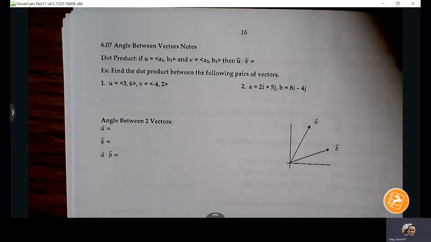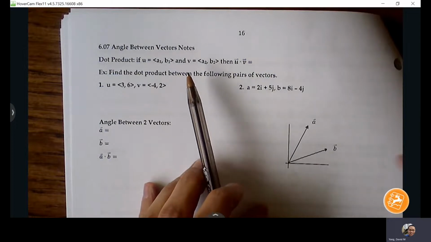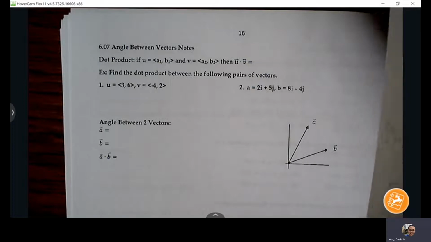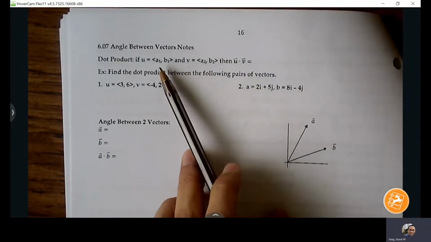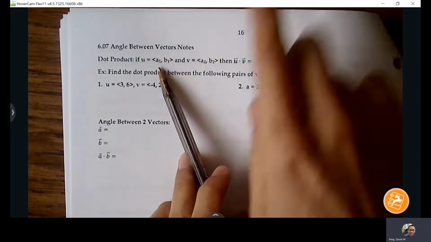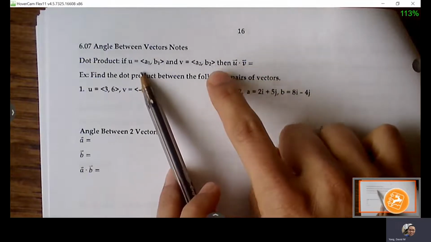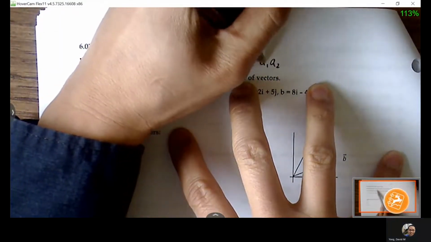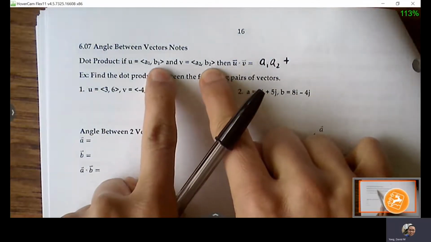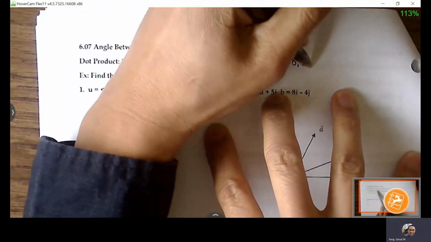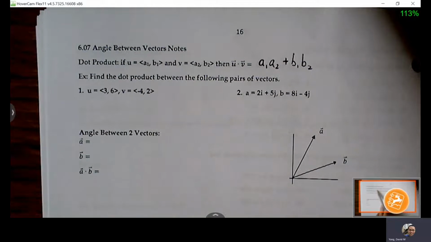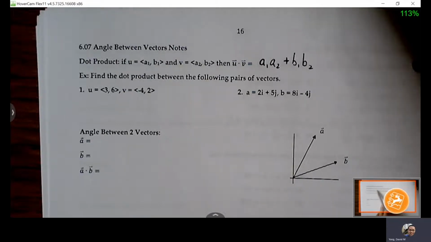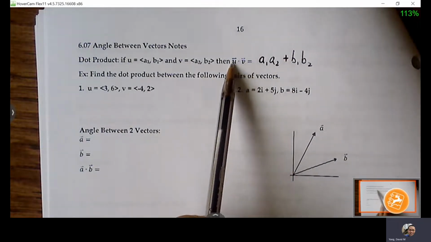So dot product is where we're multiplying vectors together, and when you multiply vectors together, it's similar to what we did with adding vectors. It's just that now you're going to be multiplying the like terms and then adding the results. So if I'm trying to multiply vectors u and v together using dot product, I just do a1 times a2. So the horizontal components I multiply together, plus I do the same thing with the vertical components, b1 times b2. Okay, so that's dot product. You're literally going to see a dot between the two vectors there.